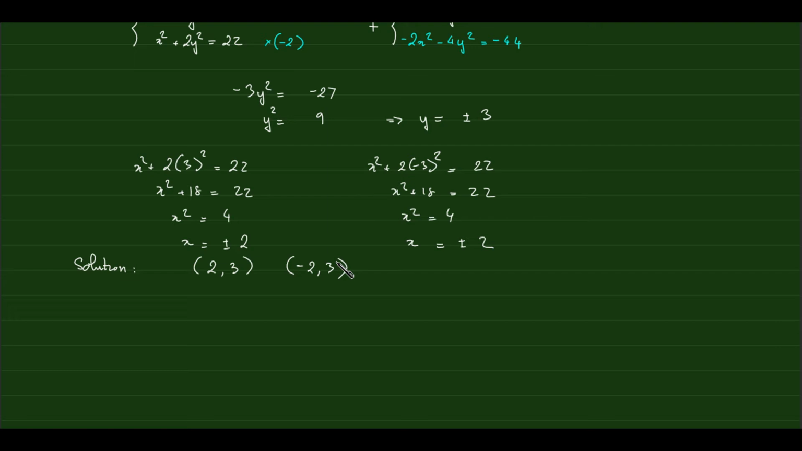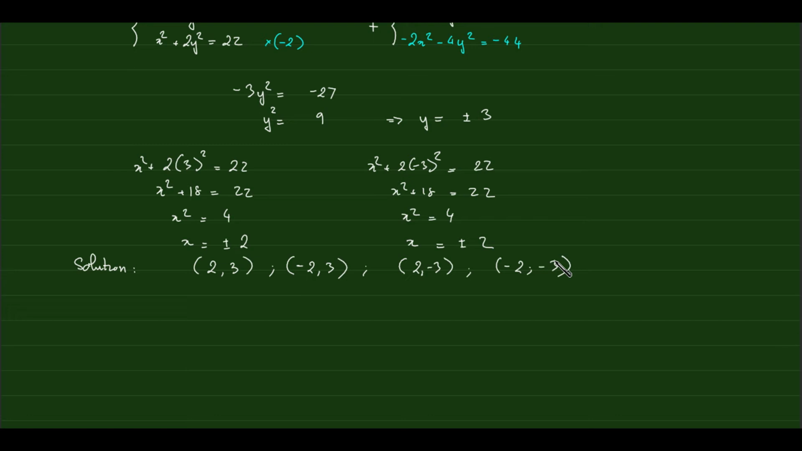What else? We also have more, right? We also have 2 and -3. 2, -3, and -2, -3. All right. So you see that we have 4 points.